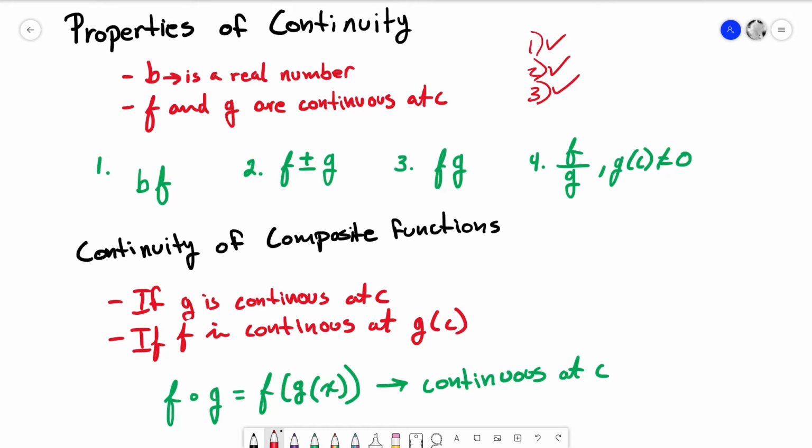If you multiply b times f, that product is going to be continuous. The sum or difference of f and g is also continuous. The product of f and g is continuous. And the quotient of f and g is continuous, granted that you don't have 0 in the denominator. Same thing when it comes to composition of functions. If g is continuous at some point c and f is continuous at g of c, then the composition of f of g is also going to be continuous at c.